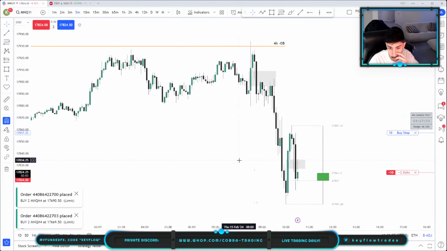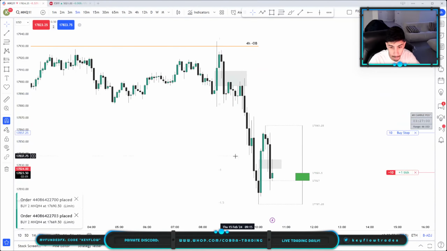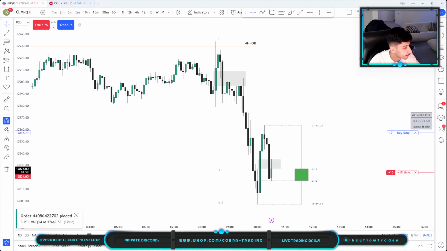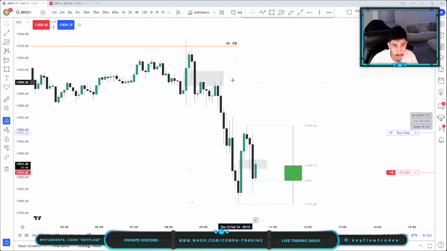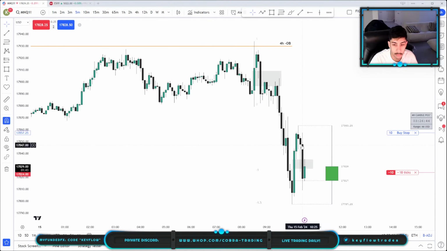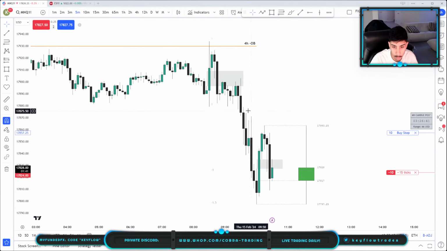All right, that's what we're looking like. That is the trade. Right after 5 minutes, change state delivery, the low is protected. Although there isn't really a liquidity sweep here, right?